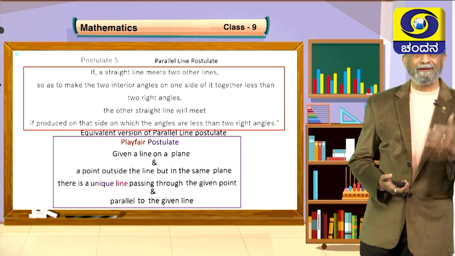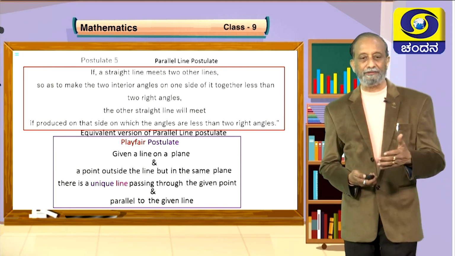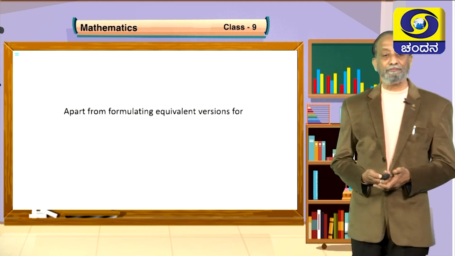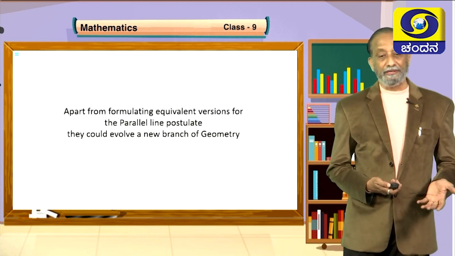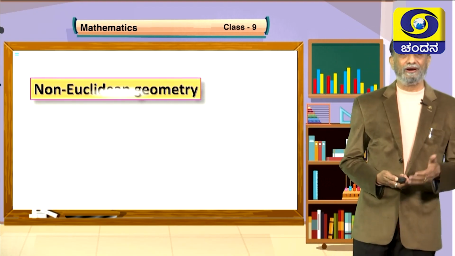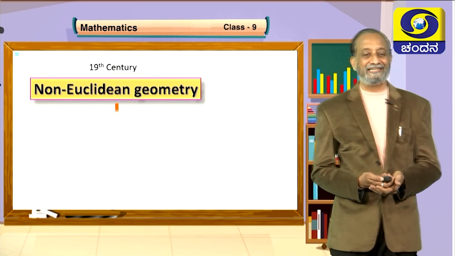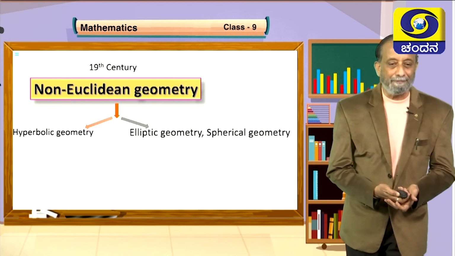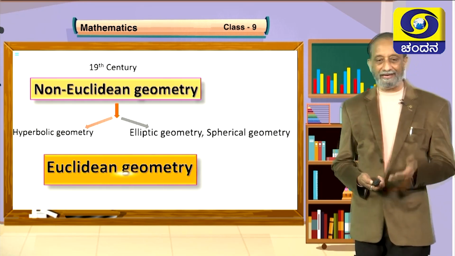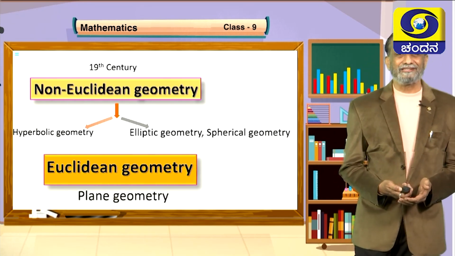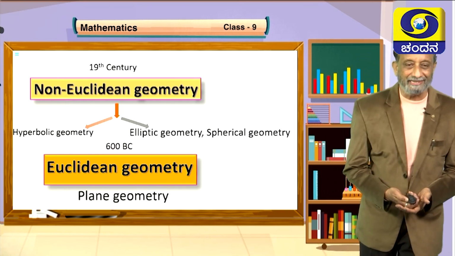Let us try to compare postulate 5 and Playfair postulate once. Please go through this, children. Better to have a comparison like this. Apart from formulating equivalent versions for the parallel line postulate, they could evolve a new branch of geometry called non-Euclidean geometry way back in the 19th century. There are two important branches, hyperbolic geometry and the other one is elliptic geometry or spherical geometry. The geometry that we are studying is called Euclidean geometry or plane geometry, which was formulated around 600 BC.